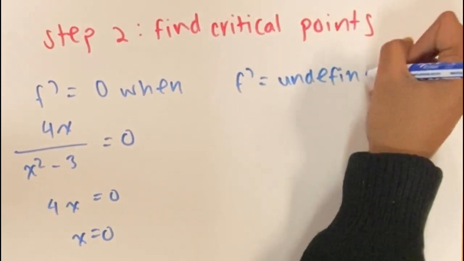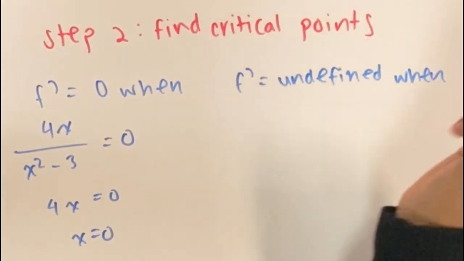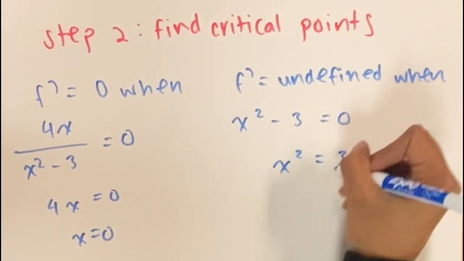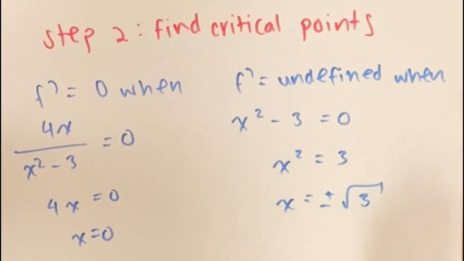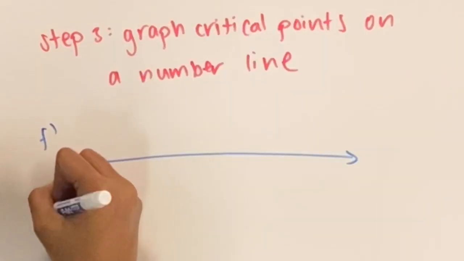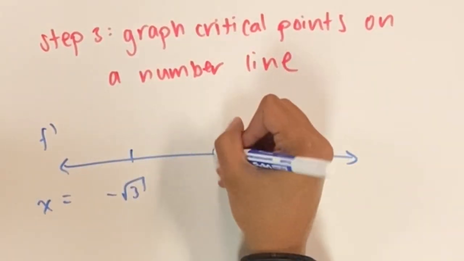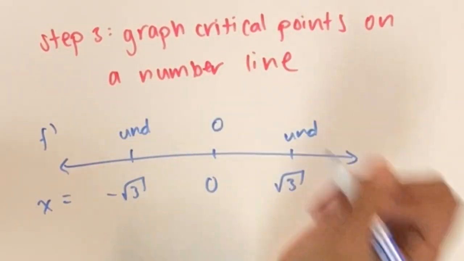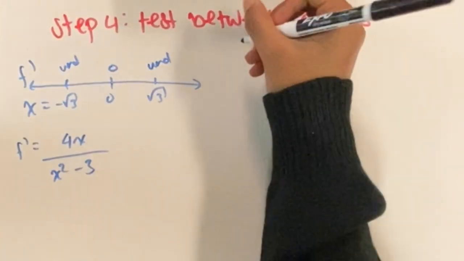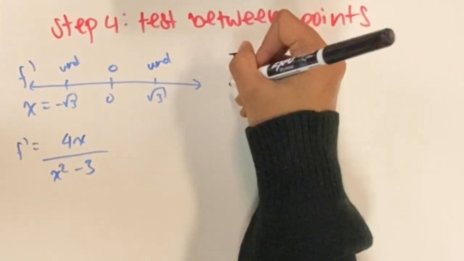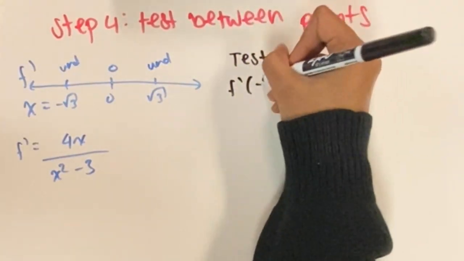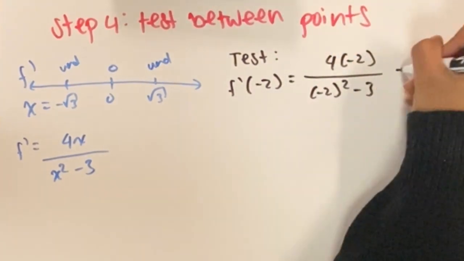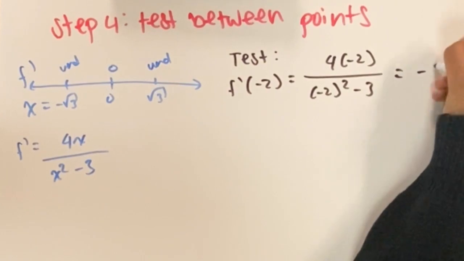In order to find where f prime equals undefined, we must set the denominator of the function to 0. When x squared minus 3 equals 0, x equals plus or minus root 3. We can now take all three of these critical points and place them on an f prime number line. We can now test between these intervals to see where f prime is negative or positive. In order to do this, we can use the values x equals -2, x equals -1, x equals 1, and x equals 2.